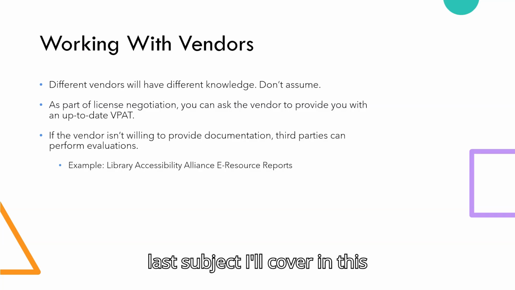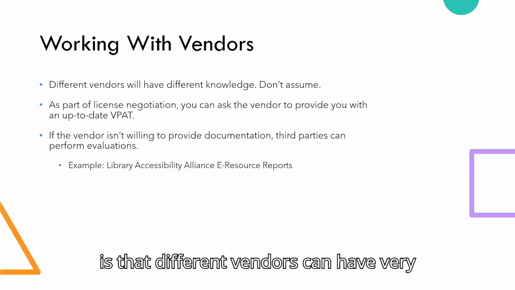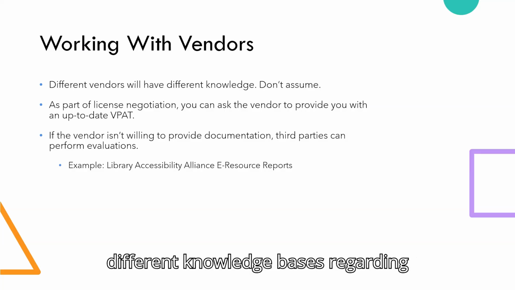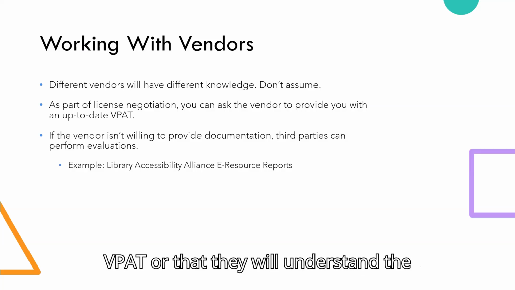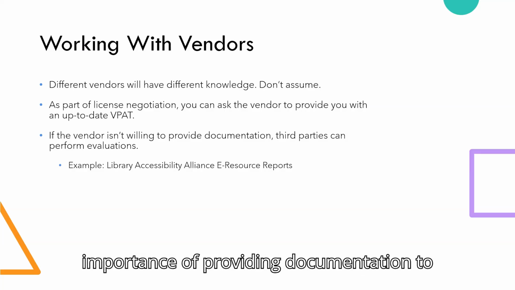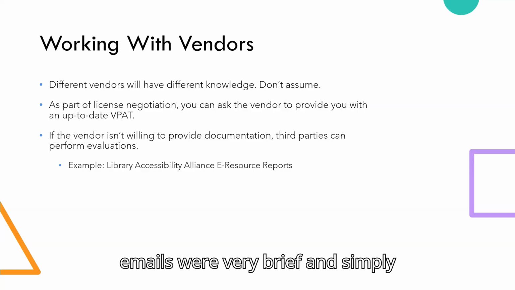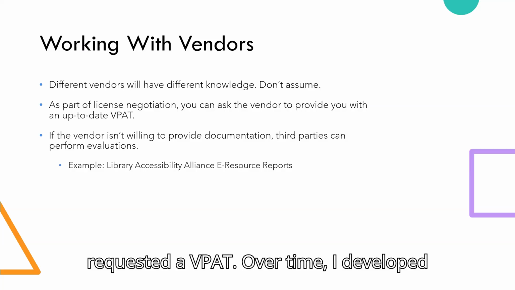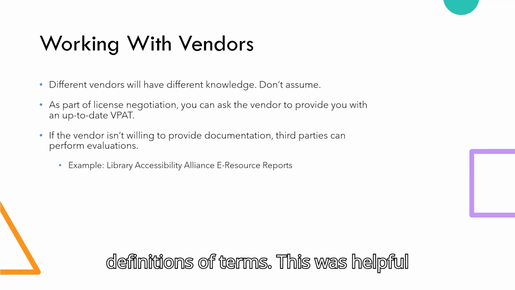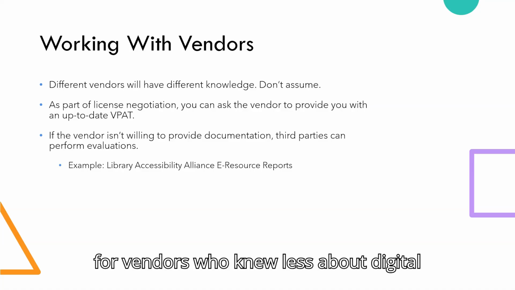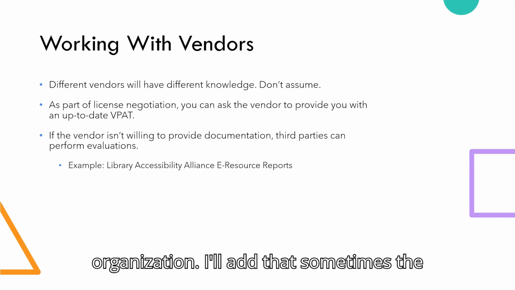The last subject I'll cover in this presentation is working with vendors. One thing I've learned over the past months is that different vendors can have very different knowledge bases regarding digital accessibility. Don't assume that they will know what you mean if you say VPAT or that they will understand the importance of providing documentation to their Title II clients. When I first started reaching out to vendors, my emails were very brief and simply requested a VPAT. Over time, I developed an email script that included more context for why I was asking and links to definitions of terms. This was helpful for vendors who knew less about digital accessibility, and it also demonstrated to them why this was important for our organization.